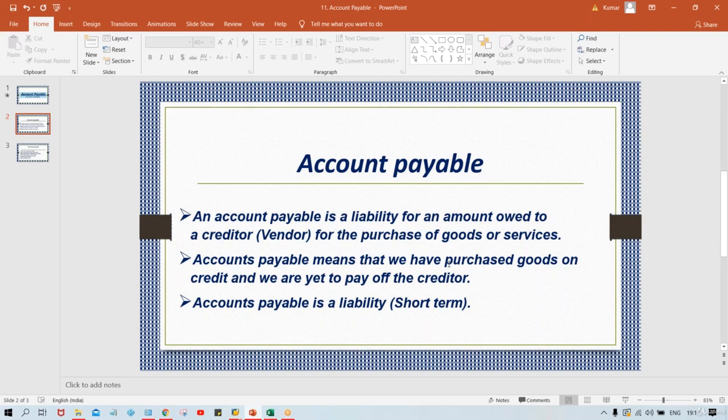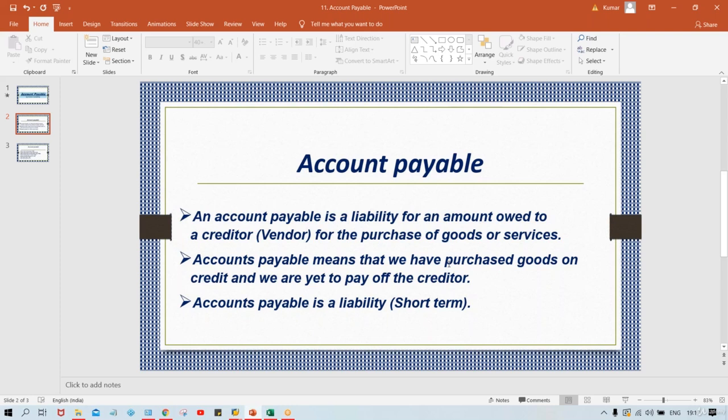Whatever amount is supposed to be paid is going to be treated as payable, and in accounting it is called accounts payable. Okay, so this is our liability. It means in future you are liable to pay this amount to the vendor. This is what I wanted to say.